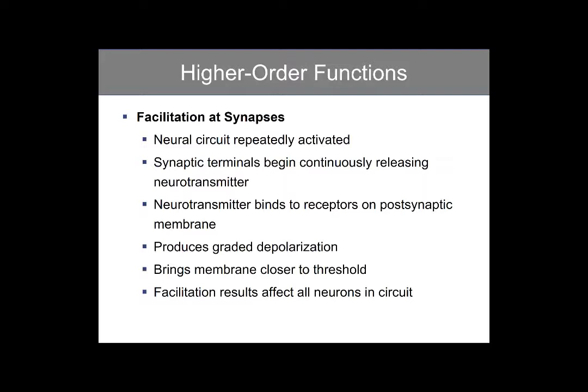Second, facilitation at synapses. Neural circuits repeatedly activated lead to facilitation, and synaptic terminals will begin continuously releasing neurotransmitter. Neurotransmitters bind to receptors on the postsynaptic membrane, producing graded depolarizations. This brings that membrane closer to the level of threshold and leads to facilitation. So facilitation affects all the neurons within that circuit.